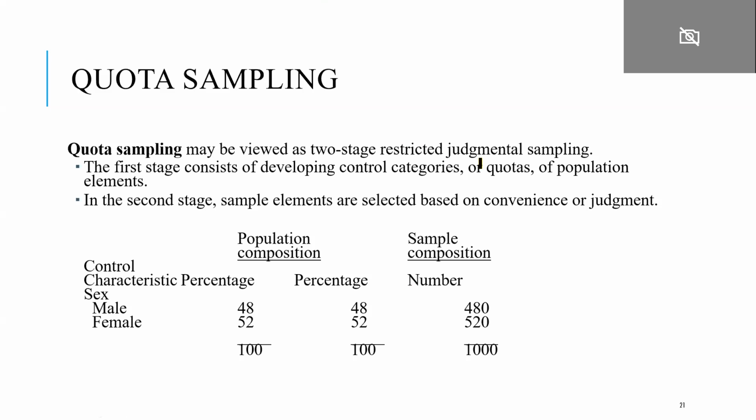Two-stage restricted judgmental means at the first stage the researcher's judgment is used to make different quotas or groups. At the second stage, judgment is used at the time of selecting individuals or respondents from the different groups, or different quotas that you have made. Okay, so quota sampling is also a non-probability sampling, and firstly you will make different quotas as per the researcher's judgment, then you will select a sample from each quota again as per the researcher's judgment. Clear?